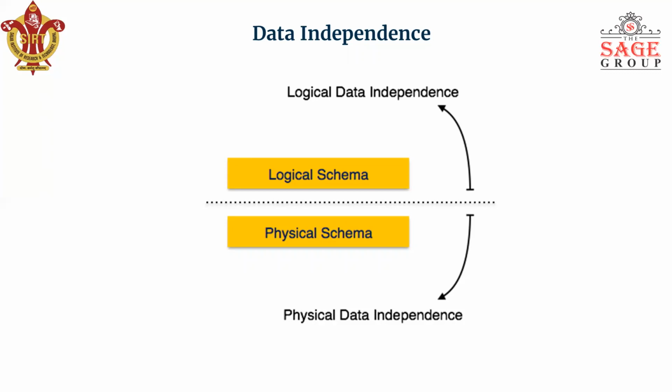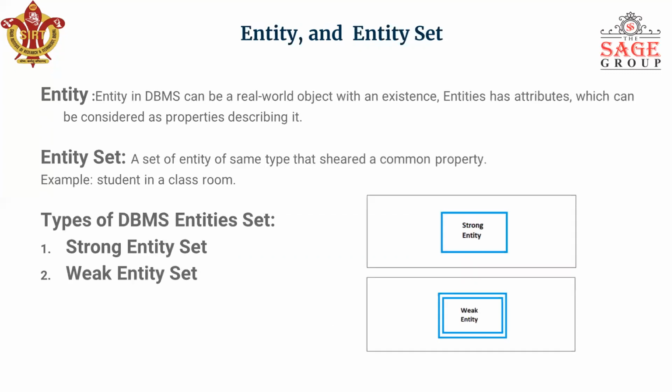The logical is called external level, the physical is called internal level. Suppose we make a change in the physical schema, so the logical schema will not be affected. And if we change the logical schema, the physical schema will not change. It means data independence is maintained during the physical changes or during the logical changes. That is simply known as data independence.